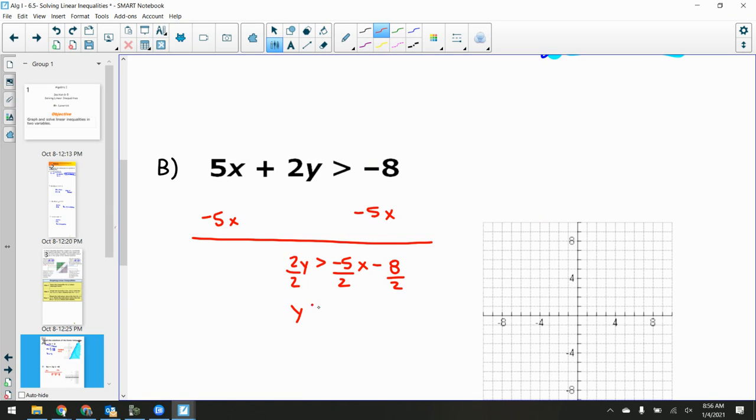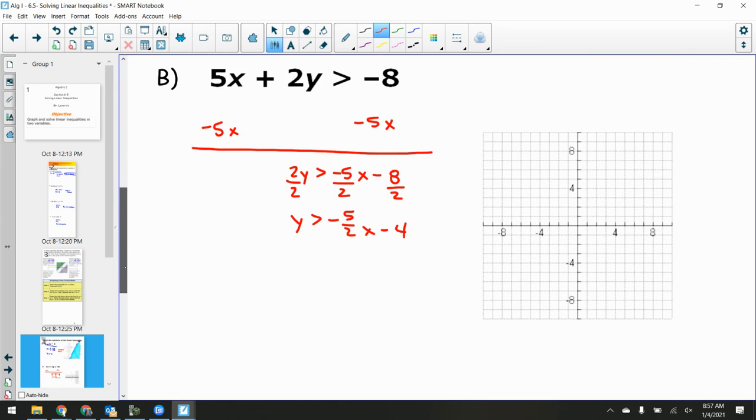So y is greater than negative 5 over 2 x. 8 over 2 is just 4. Should I have flipped the symbol? I see a lot of negatives happening. Did I miss that? Should I have flipped the symbol? No. I'm good. I don't need to flip the symbol at all because I never divided or multiplied by a negative. I divided by the positive 2.